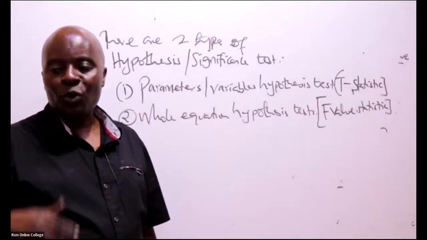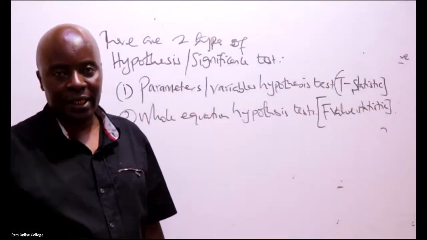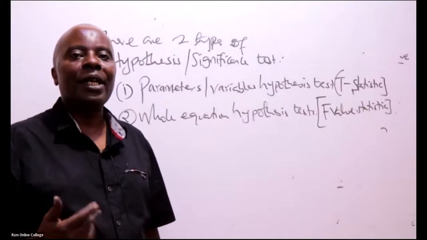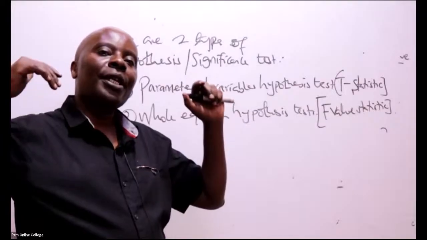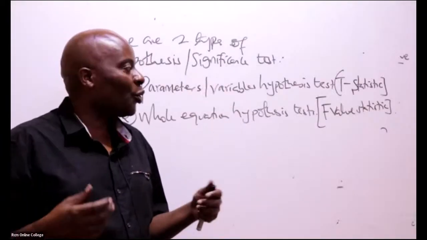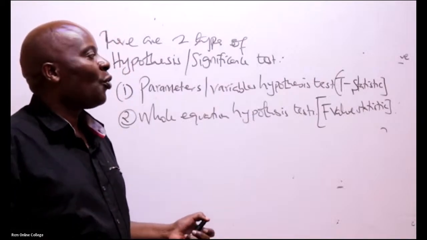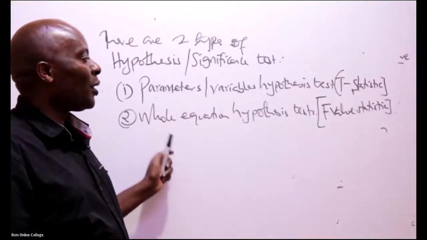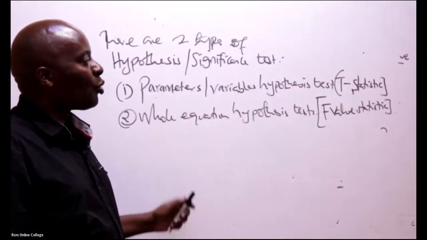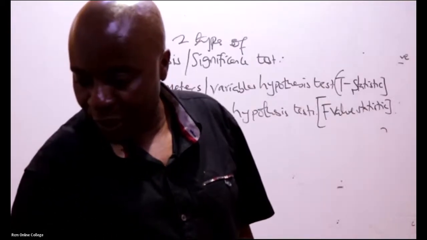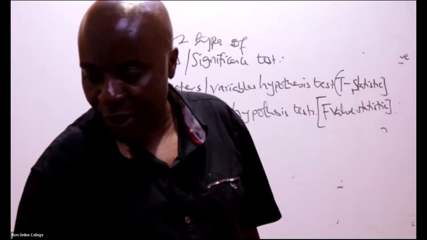So we have two types of hypotheses. Of course, the claim here is that our regression equation is working very well, but that is just a hypothesis. So there are two types of hypothesis tests: the parameters hypothesis and the whole equation hypothesis. So for number three, what hypothesis do they want me to do?